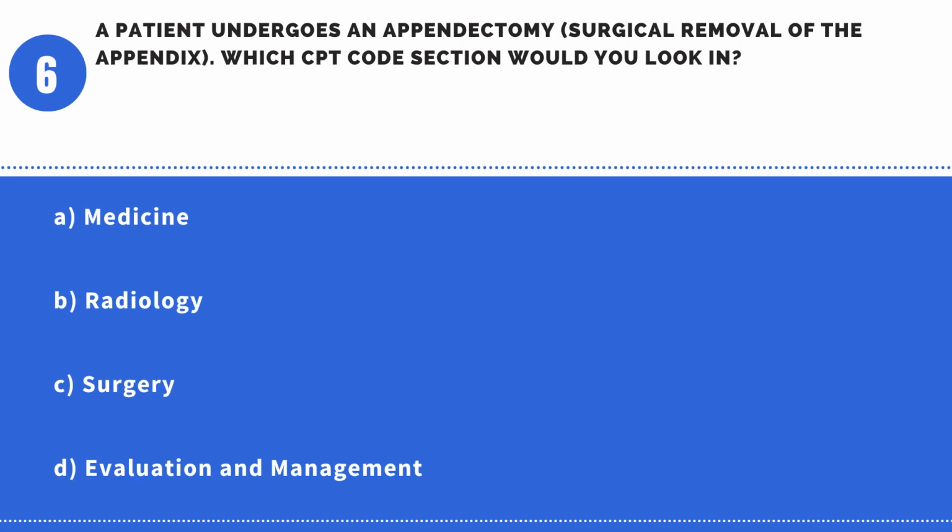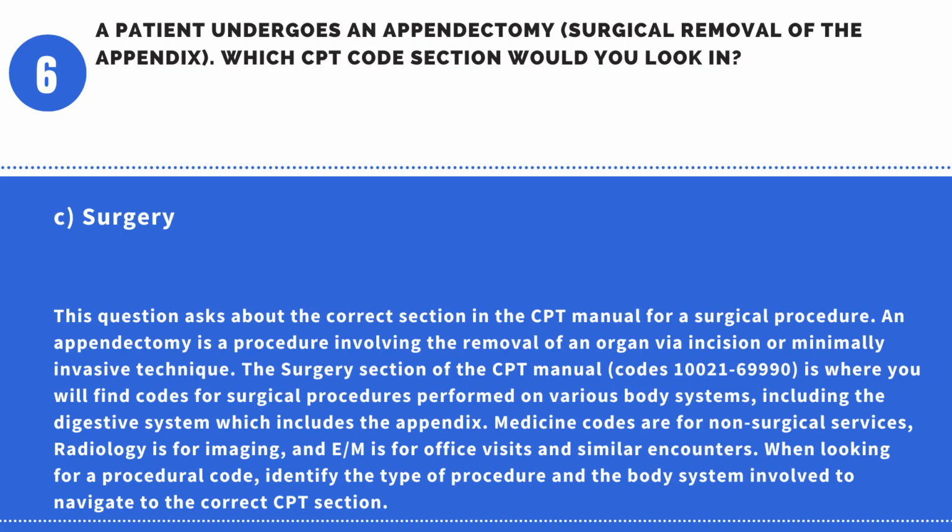Question 6. A patient undergoes an appendectomy, surgical removal of the appendix. Which CPT code section would you look in? A. Medicine. B. Radiology. C. Surgery. D. Evaluation and management. Answer: C. Surgery. This question asks about the correct section in the CPT manual for a surgical procedure.